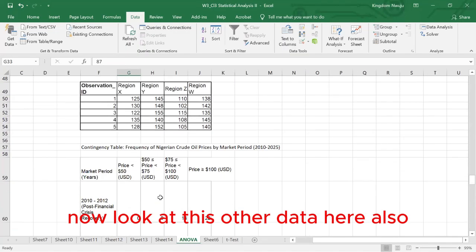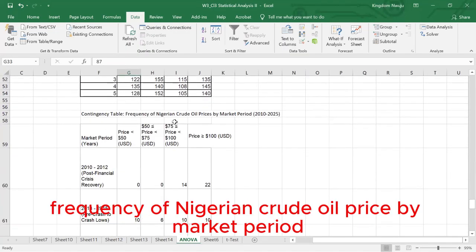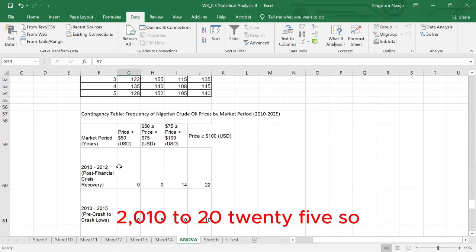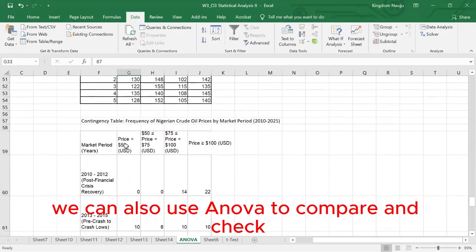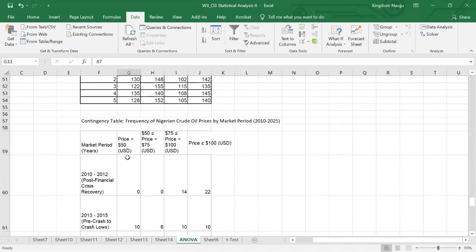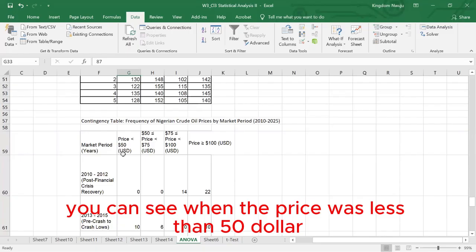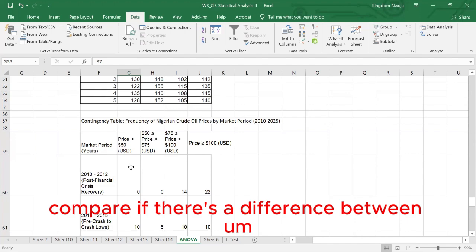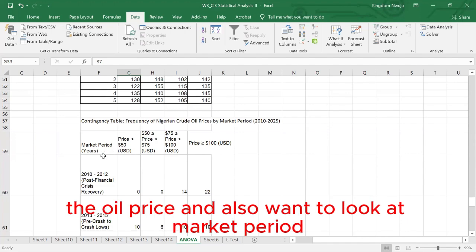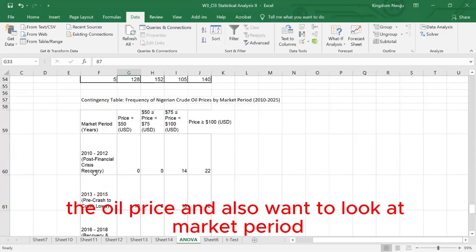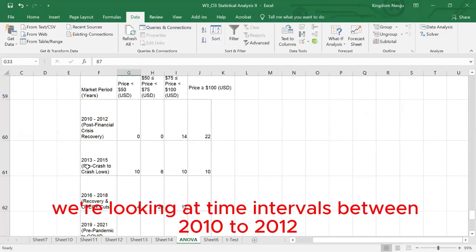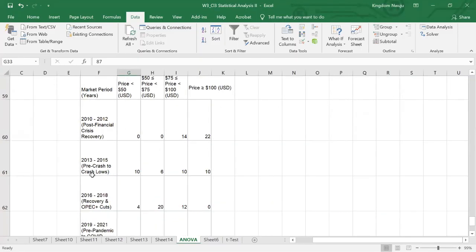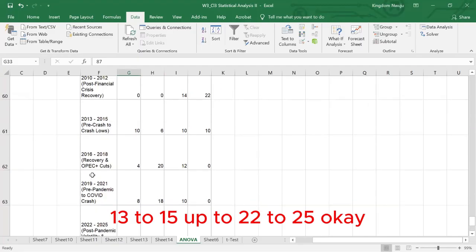Now look at this other data here also. This one is continuous stable frequency of Nigerian crude oil price by market period, 2010 to 2025. So we can also use ANOVA to check if there's a significant difference between the prices. You can see when the price was less than $50, less than 75, less than 100, and now greater than 100. Compare if there is a difference between the oil price. And also we want to look at market periods. We're looking at time intervals between 2010 to 2012, 13 to 15, up to 22 to 25.